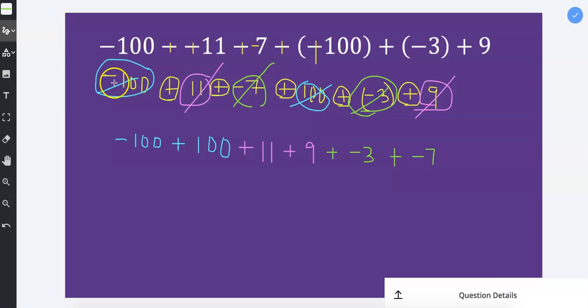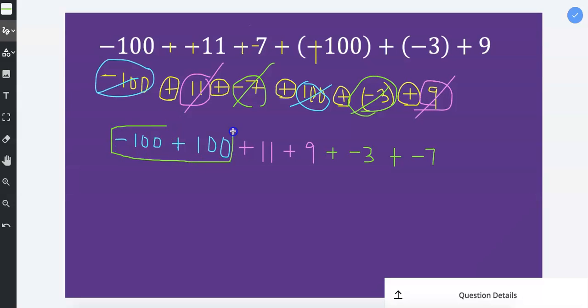And I circled all of these to just make sure that I checked off every single number so I didn't leave a number behind. That's one of the downfalls of changing the order, is sometimes you'll make a mistake and miss one of the numbers and it will cause you to get the wrong answer. So you have to be very careful.